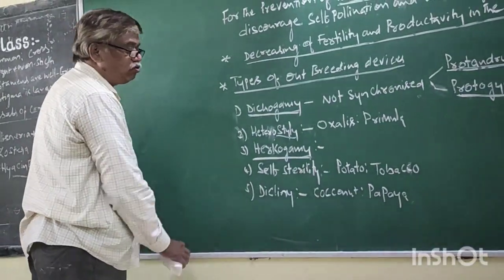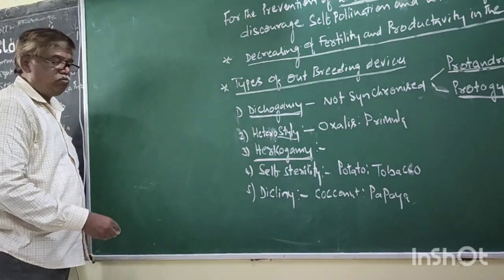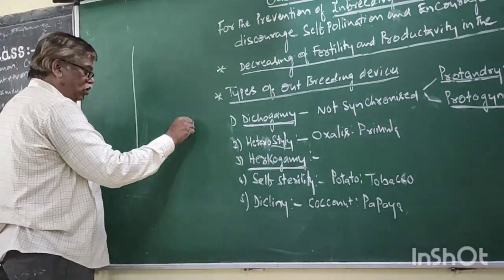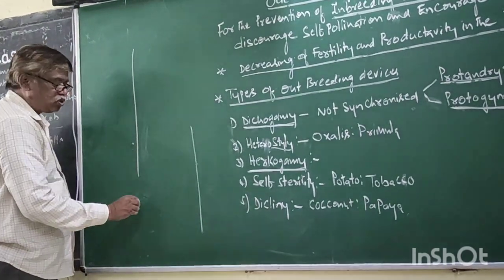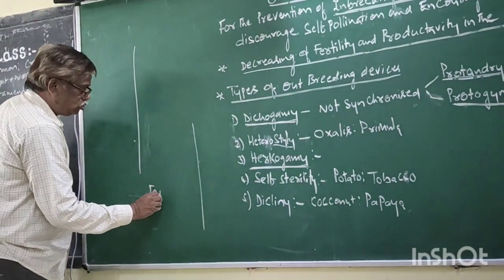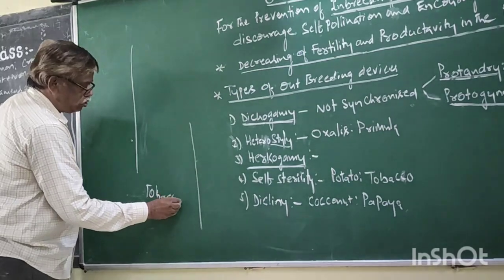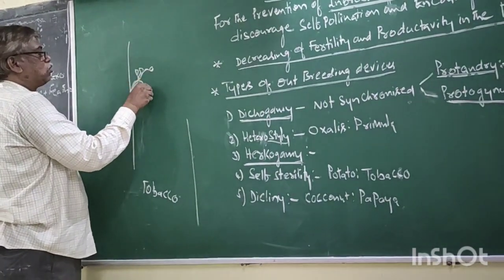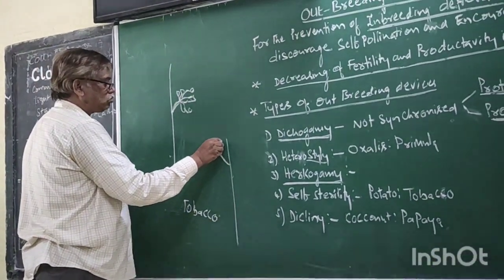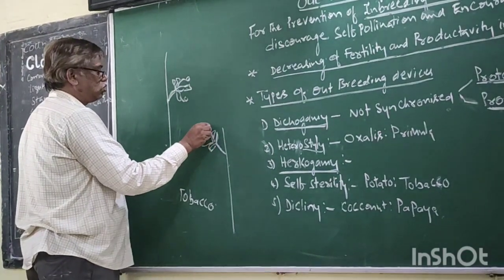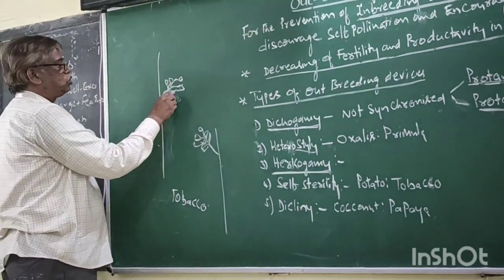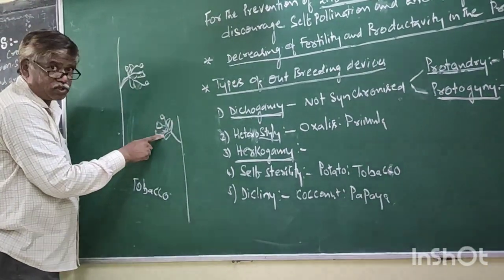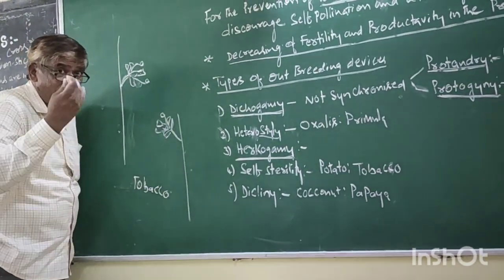Now come to self-sterility. It is very wonderful. You see the diagram. Now, it is a plant. It is another plant. Now see, it is a bisexual flower of tobacco. It is a bisexual flower of tobacco. But these two flowers are the same species on different plants. Self-sterility.